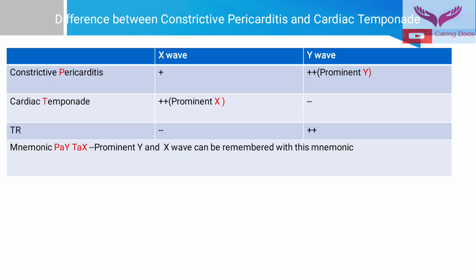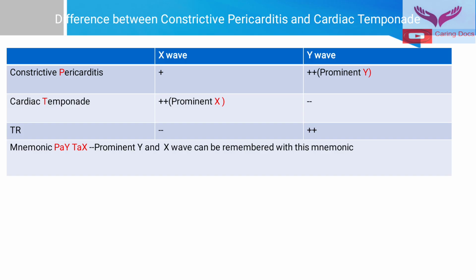In patients with constrictive pericarditis or cardiac tamponade, we have a mnemonic to differentiate them. The mnemonic is PATEX, that is, pay tax: prominent Y and X. They can be remembered with this mnemonic. For example, in constrictive pericarditis, we get the Y wave more prominent than the X wave, and similarly in cardiac tamponade, the X waves are more prominent and Y waves are usually absent. In tricuspid regurgitation, the X waves are absent but Y waves are prominent.